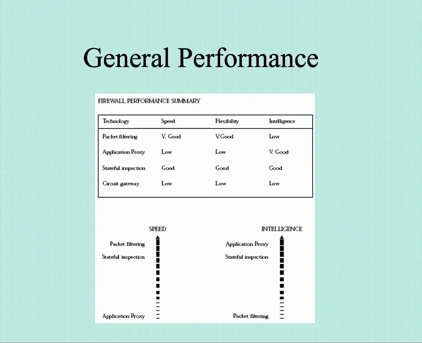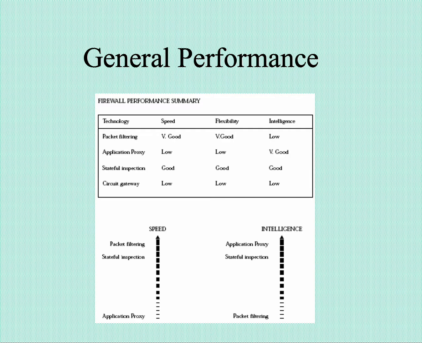Next, when we look at the application proxy level firewalls, we can see that the speed and the flexibility are low, but the intelligence of the system is very good. So in situations where speed and flexibility are not a priority, but rather the IQ of the system is valued more, application proxy might be a better implementation for the servers.